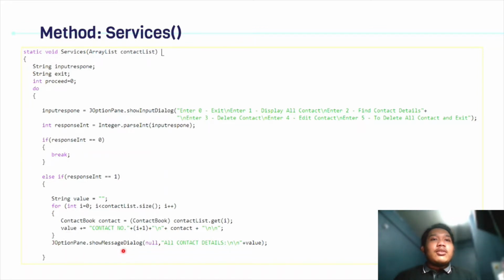And finally, we display to the user all the contact details, and this value is all the values compressed inside one string. It's like that. Okay.